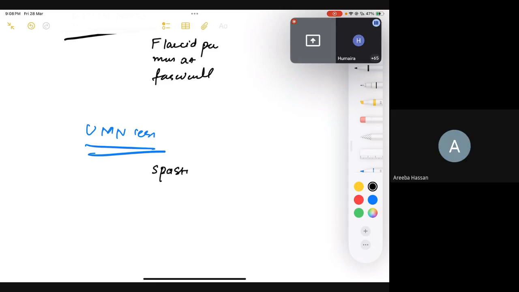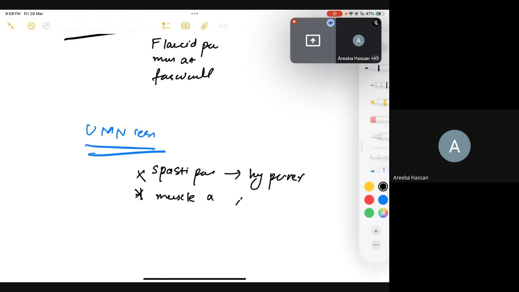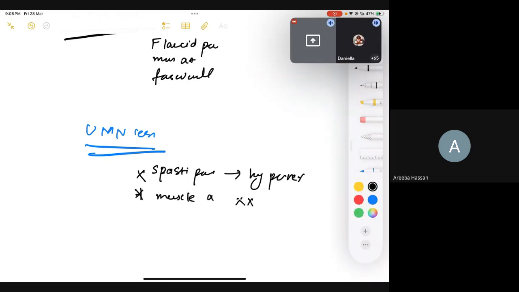Spastic paralysis or hyperreflexia, right? And we won't be seeing much muscle atrophy, so muscle atrophy is going to be very little. And the Babinski sign would be positive.